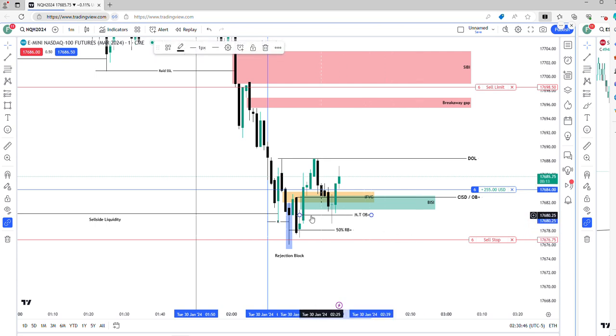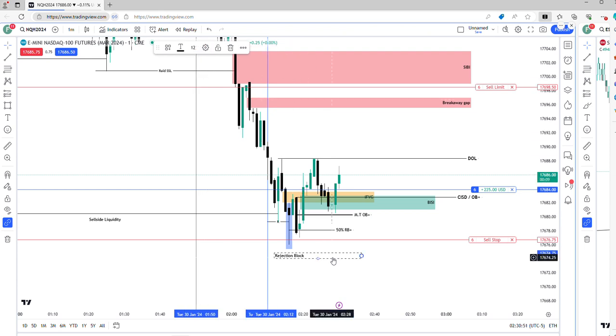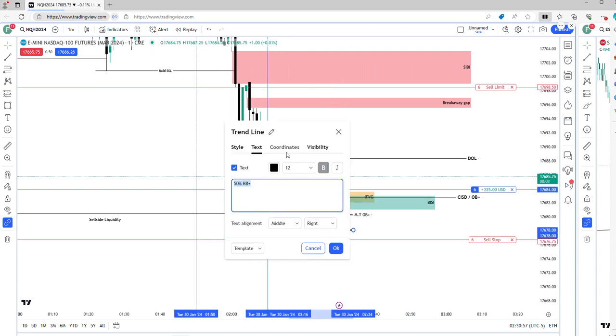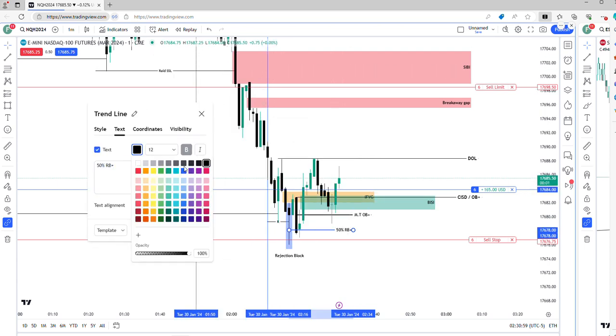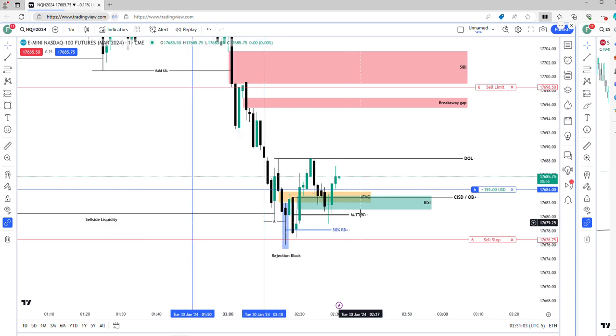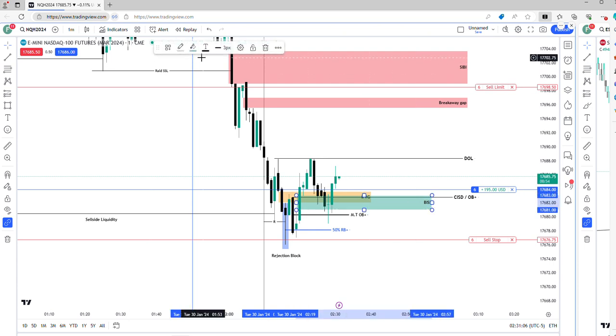I'm just going to fix this line and put it on the actual order block, and I might make that a little bit thicker, right? So you can see that. I'll make this blue just so you can refer to the actual rejection block, and I'll make the text blue as well for you guys. There you go. Let's make this green. Let's just make it all pretty, right?